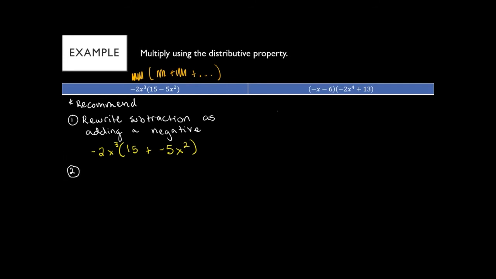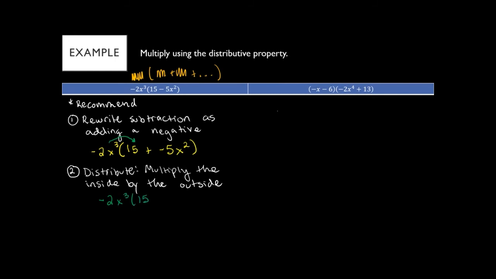So step 2 is where we actually distribute. And what that means, because you need to know, if you see the word distribute, what does the word distribute mean? Multiply the inside by the outside. So I like to use arrows to kind of help me keep track of this. So you're multiplying your negative 2x cubed times 15.